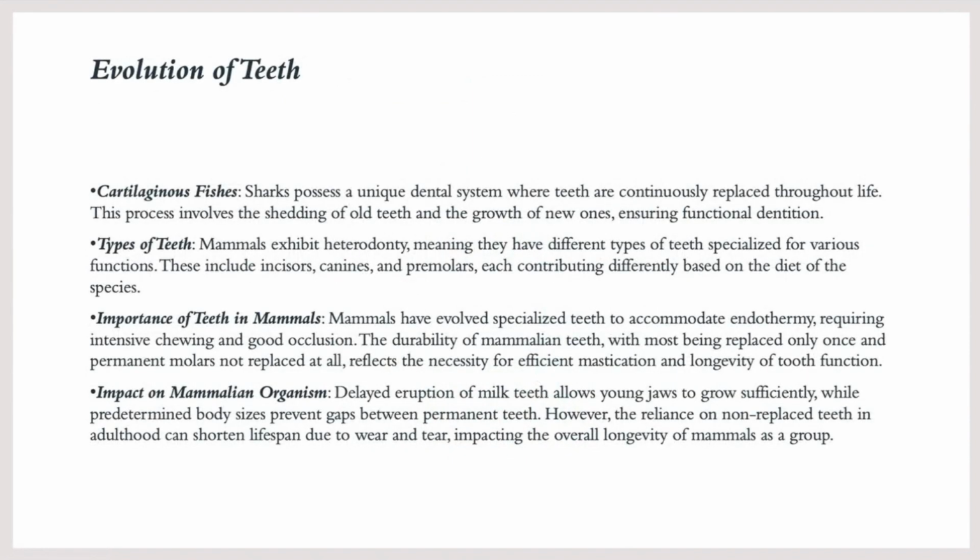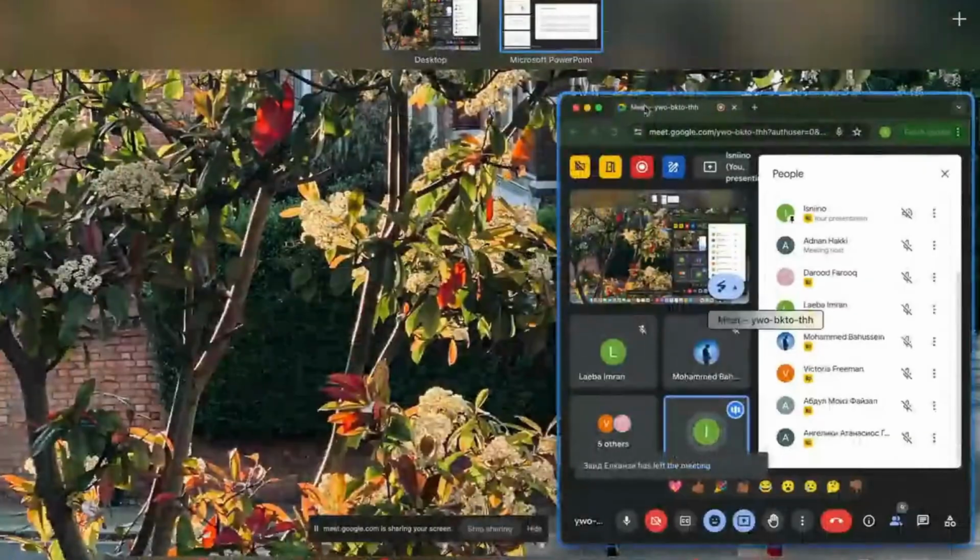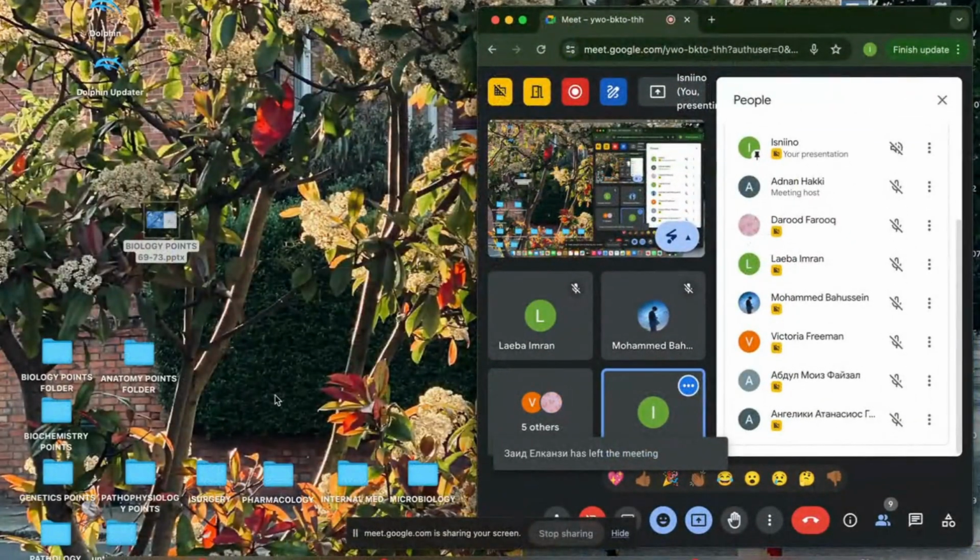Okay. So mammals have evolved specialized teeth to accommodate endothermy. Can somebody tell me what endothermy meant? Okay, I am going to ask Abdul. Abdul, do you remember what endothermy and ectothermy was?